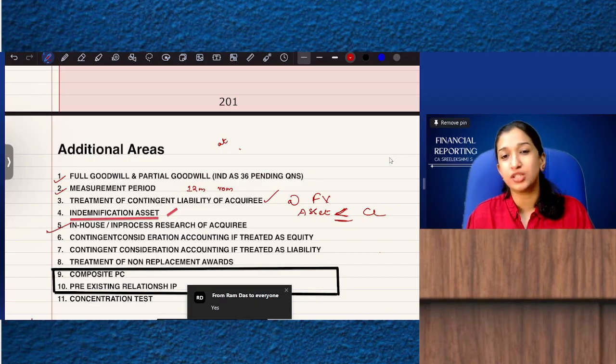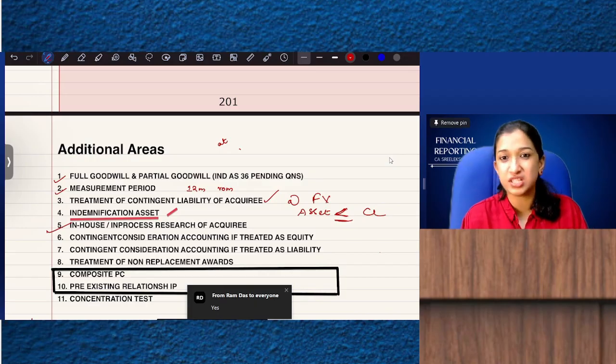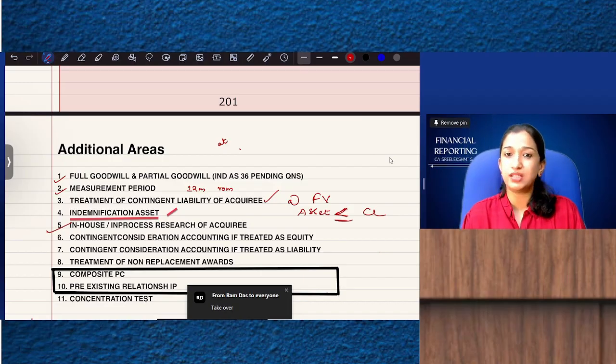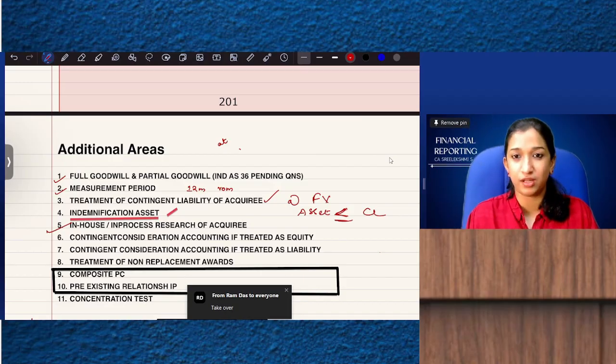In-house or in-process research of the acquiree. In-process assets and in-house research items are to be taken over at fair value. It should be taken over at fair value.